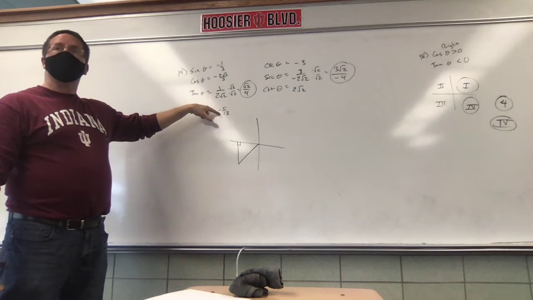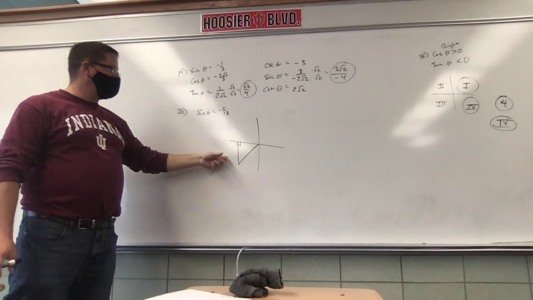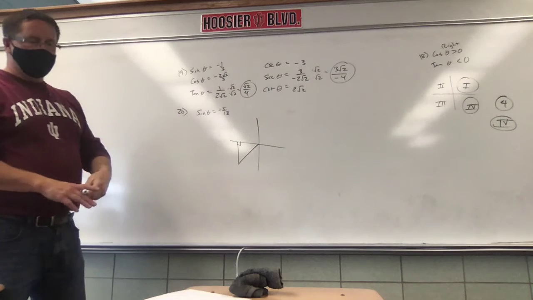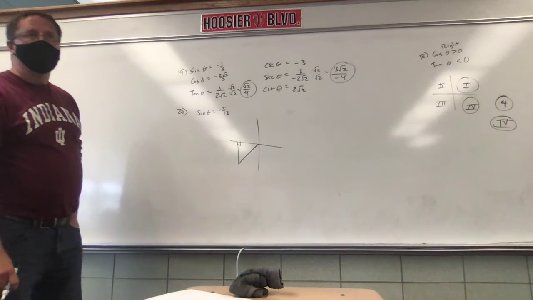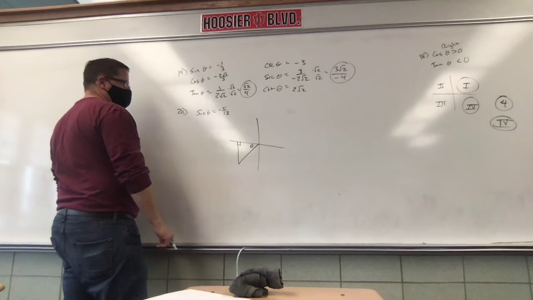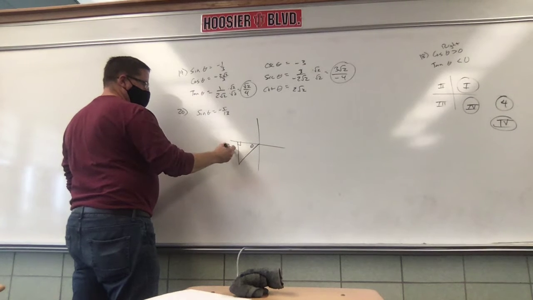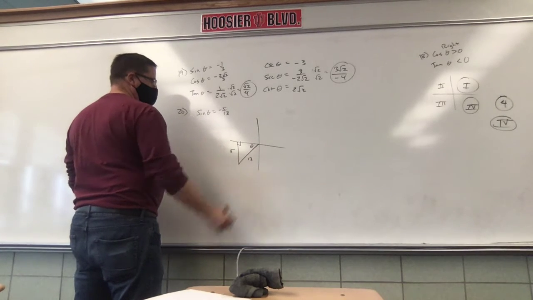What direction? Sine, yes ma'am. Yep. Sine's negative down, so it could have been in 3 or 4. It's in 3 because I said it's in 3. Okay? So theta's right here. Sine is opposite over hypotenuse. Opposite is 5. Hypotenuse is 13.